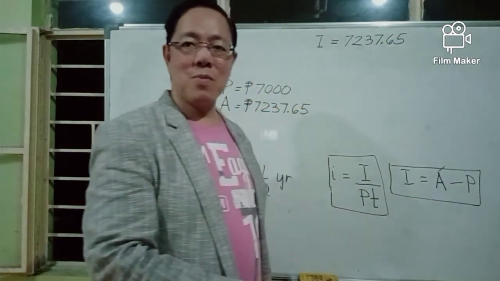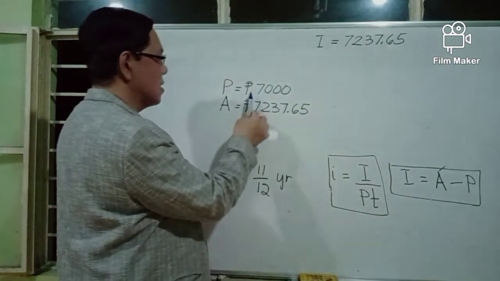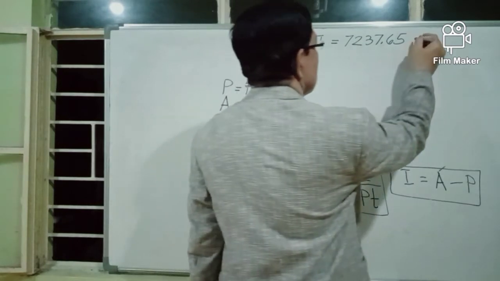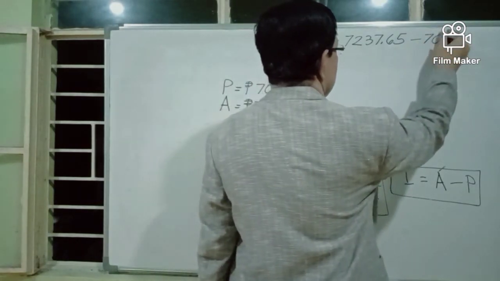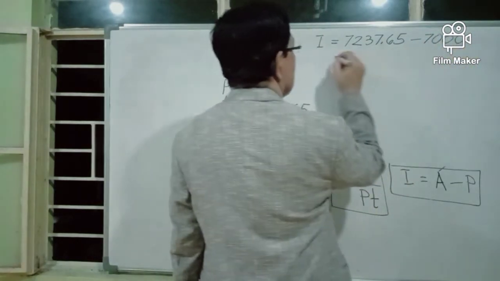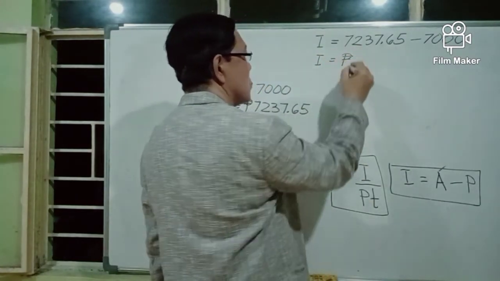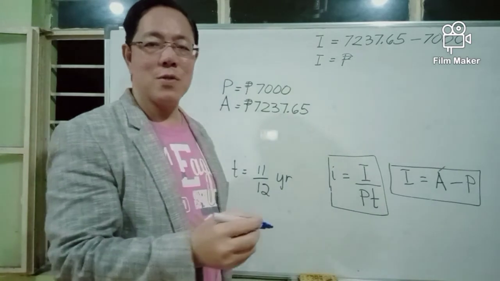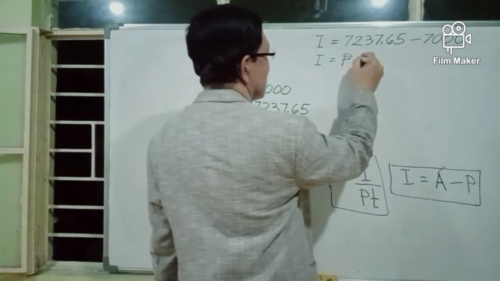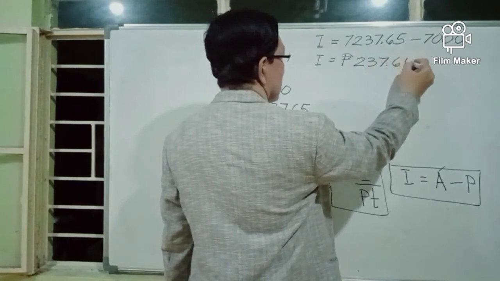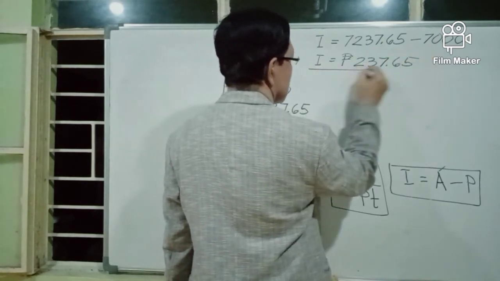7,237.65 minus the original amount borrowed or principal, which is equal to 7,000 pesos, minus 7,000 pesos. And you can use your calculator to solve for the difference, and you should get 237.65 pesos.